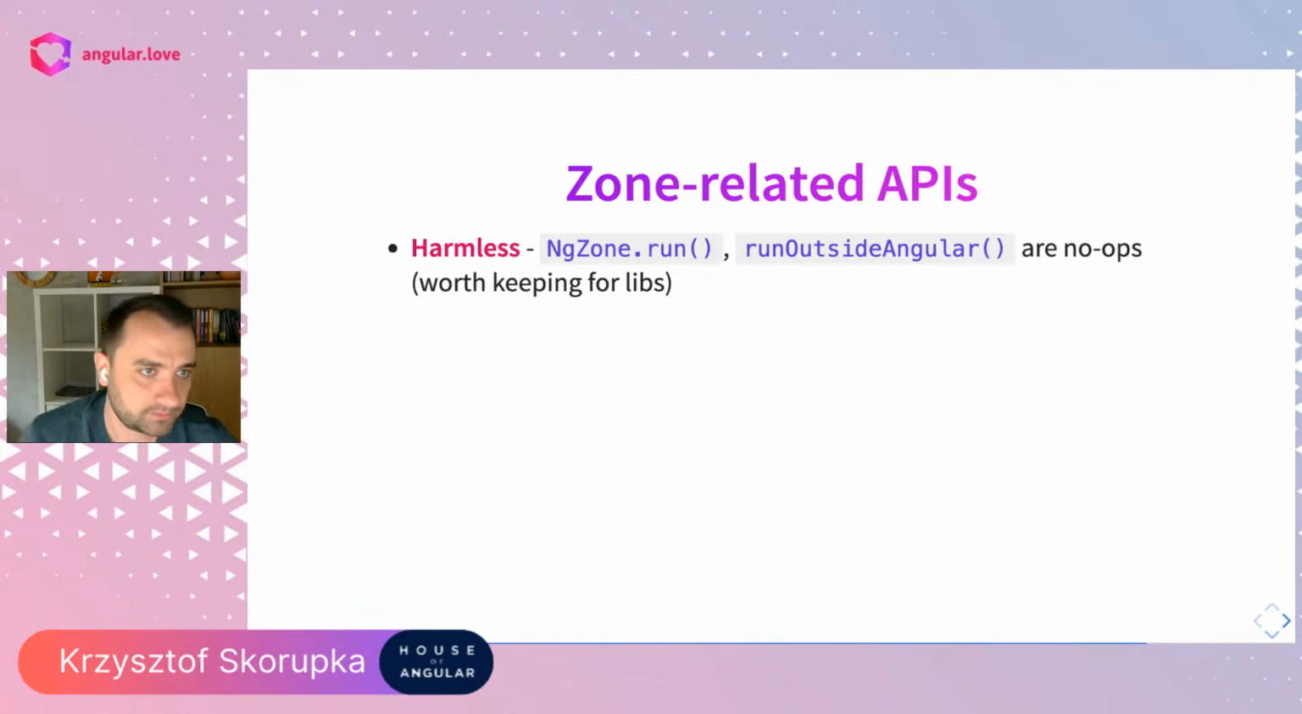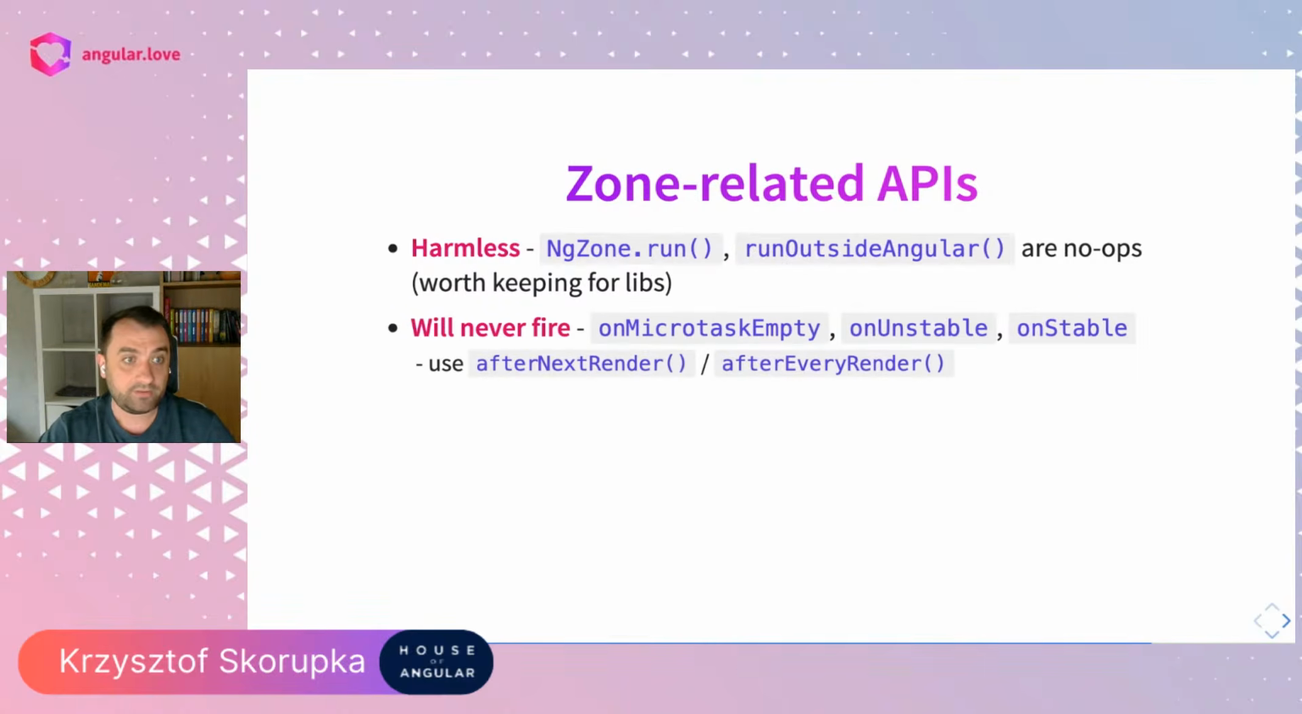All right, so what about the zone-related APIs which are harmless? This is NgZone.run and runOutsideAngular. They basically do nothing if you are running zoneless Angular. It makes no difference whether you use them or not in your application, but it is worth keeping them in case you are developing a library that is used maybe by both zone-based and zoneless applications, right? Because zone-based applications can still benefit from the performance gains which, for example, runOutsideAngular and then NgZone.run give you.